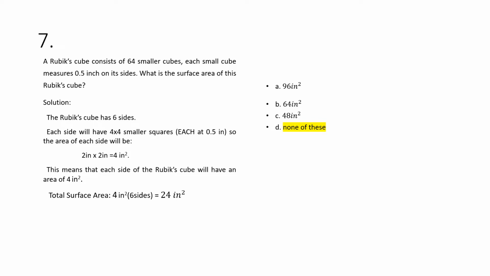Each small cube measures 0.5 inch on its side. What is the surface area of this Rubik's Cube? So the solution for this would be that the Rubik's Cube has 6 sides, and each side will have 4 smaller squares. So we will have 4 squares at 0.5 inch each. Then that would be 2 inches by 2 inches, which is 4 square inches for its surface area.